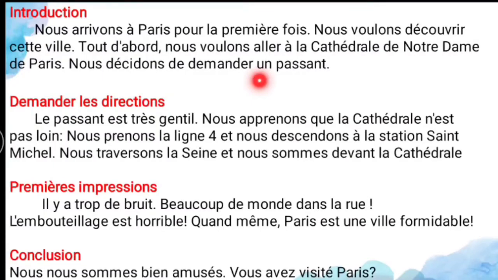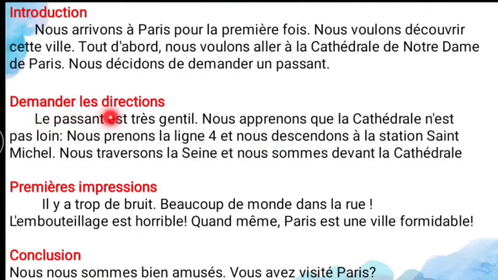So the introduction is: they came to Paris for the first time and they want to discover the city. First of all, they want to go to the cathedral, that is Notre Dame de Paris, and they decide to ask the passerby. So this is all about your introduction.